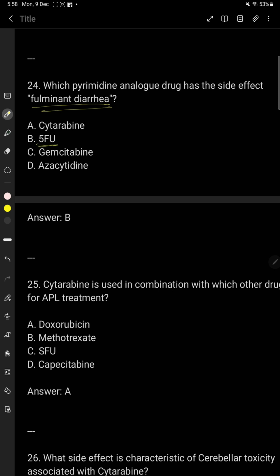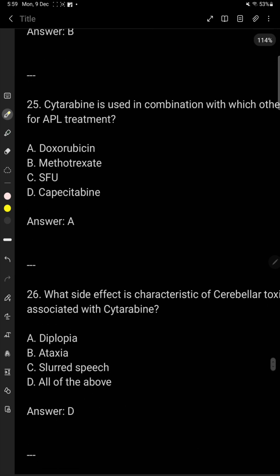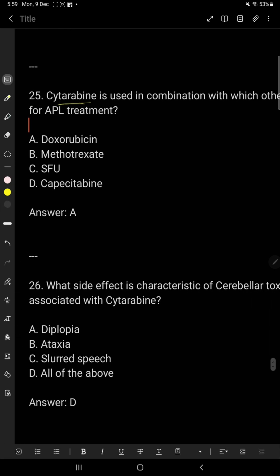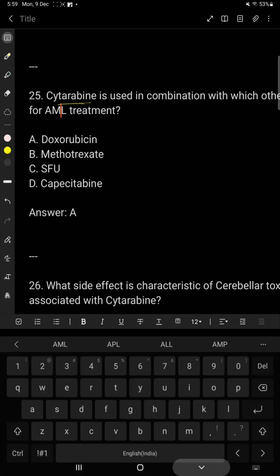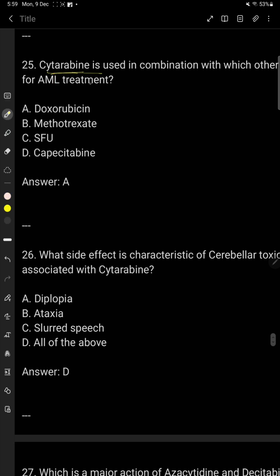So 5-fluorouracil will cause mucosal ulcers in the GIT, and these mucosal ulcers will lead to fulminant diarrhea. So 5-FU can cause fulminant diarrhea. Cytarabine is used in combination with which drug for AML treatment? Okay. So cytarabine is used in combination with doxorubicin.